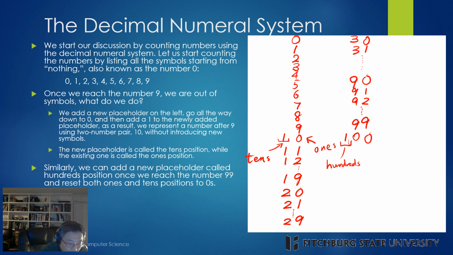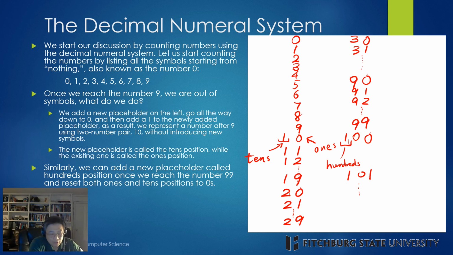So we can continue to count, right? The one after 100 is 101. So we're going to increase the one's position first, and until we're running out of symbols in one's position, then we add a 1 on the next position and reset the one's position. So we can continue to do that. So that's the decimal numeral system.